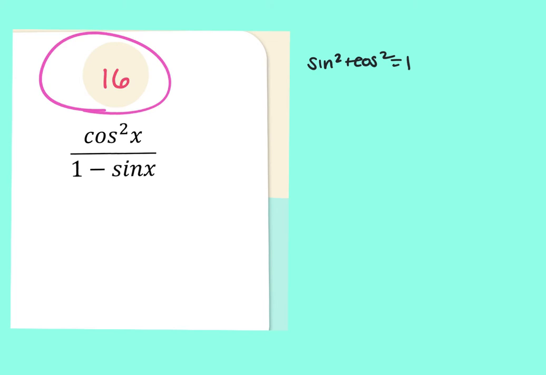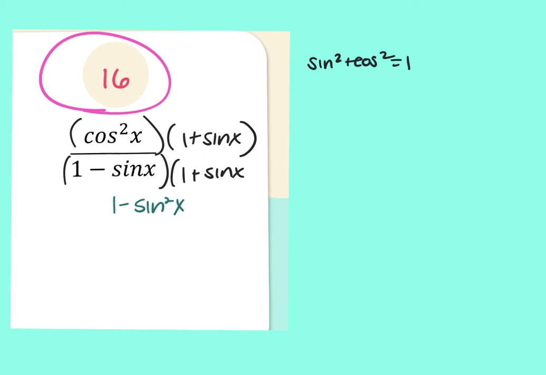So the last example that we did, what day was that? Two days ago, on Tuesday, was kind of a hint to what you can do with these. If I were to multiply by the opposite of my denominator, which would be 1 plus sine, in both the top and the bottom here, and I FOIL out the bottom, what do I get? 1 minus sine squared x. If I FOILed it out, you'd end up with 1, and then negative sine, and then positive sine, and then negative sine squared.